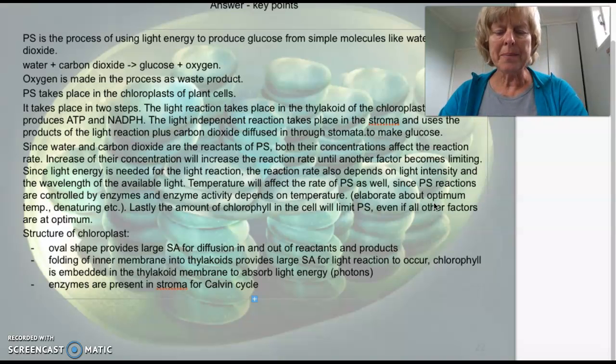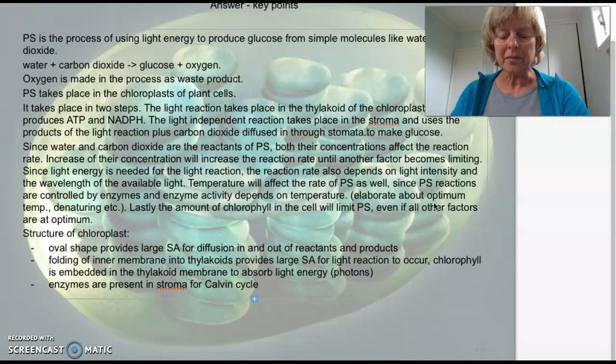So here is a summary of photosynthesis. This is the essence of what you need to know. And you see here at the bottom, just like for respiration, you will have to discuss how the structure of the chloroplast is adapted for efficient photosynthesis. And I'm not going to read this out. You can read through this, and it's very similar to mitochondria and respiration.